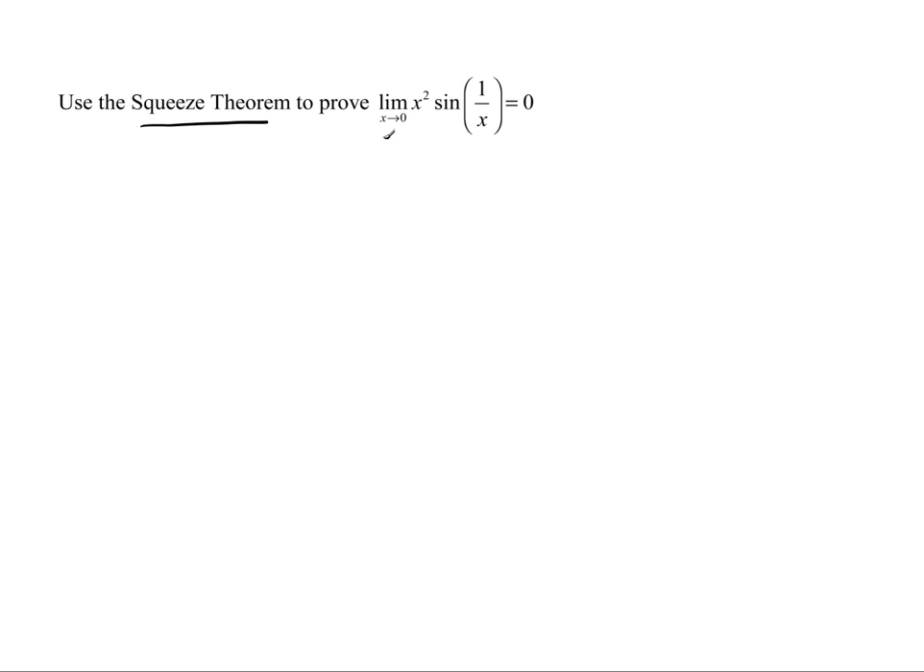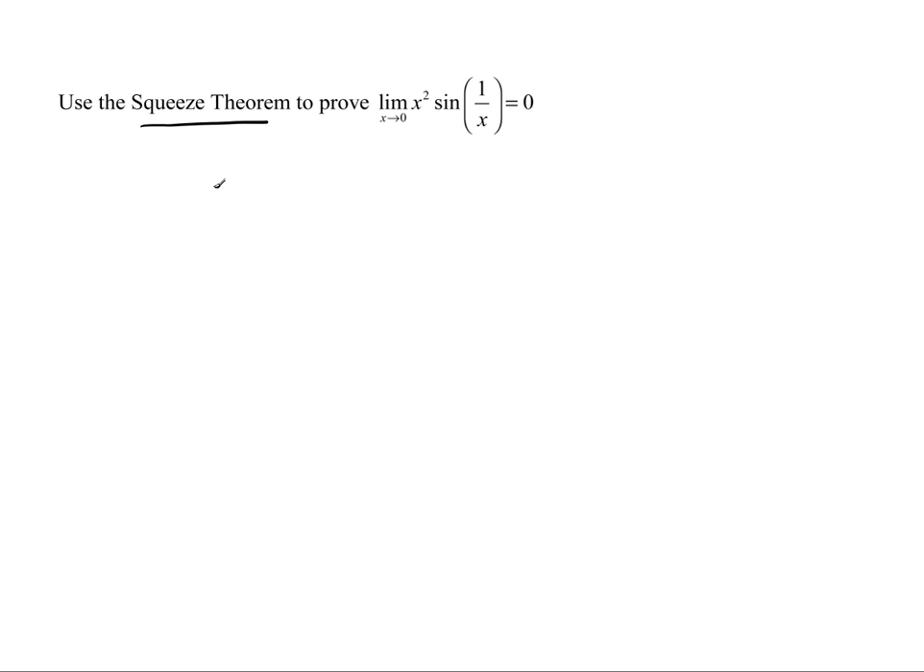Now, you can see that if I simply substitute 0 in here, like you normally try to do on a limit, I'm going to have 0 times something that doesn't exist. So I don't know what 0 times "doesn't exist" means. So I have to come up with another method here.